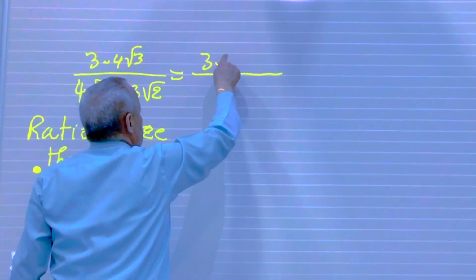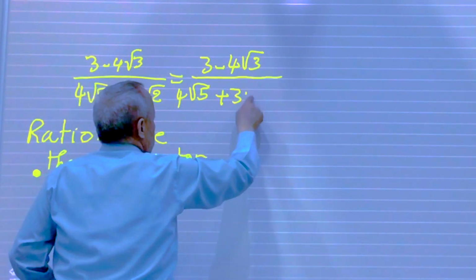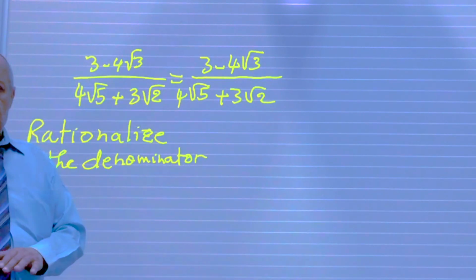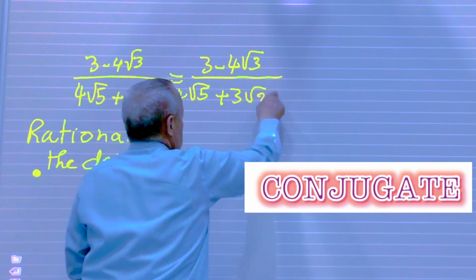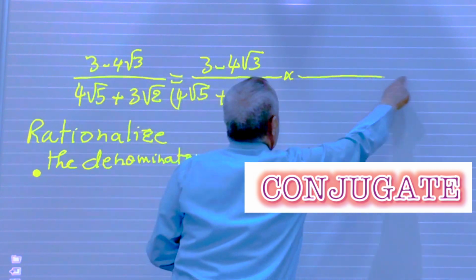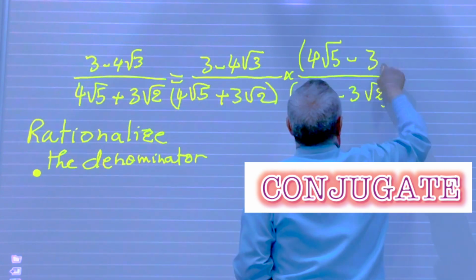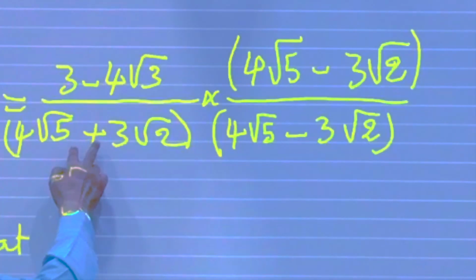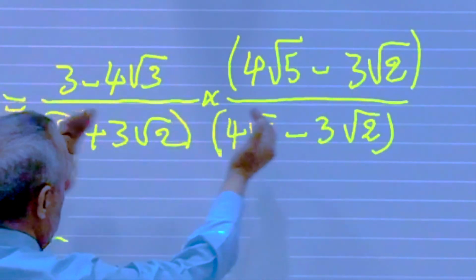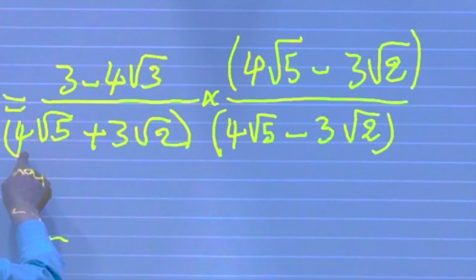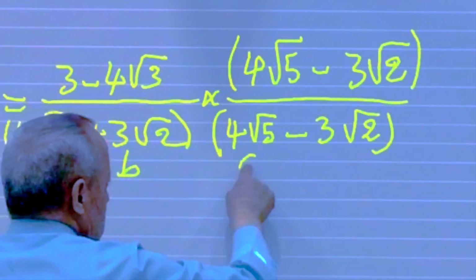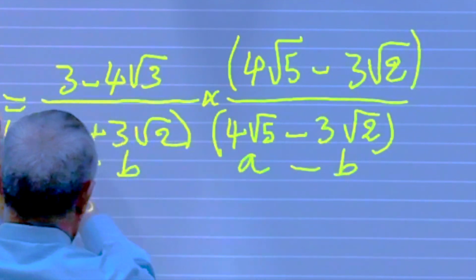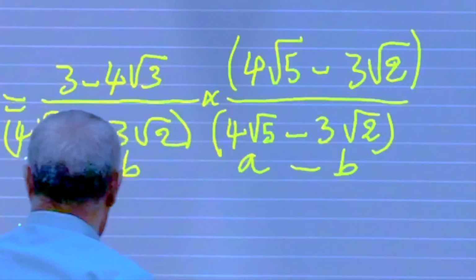Here, we take the fraction as it is, and multiply it up and down by the conjugate of the denominator. Multiply the bracket times this bracket in the denominator, okay? So this is like a plus b, this is a minus b. Can you see the same value? Yes.